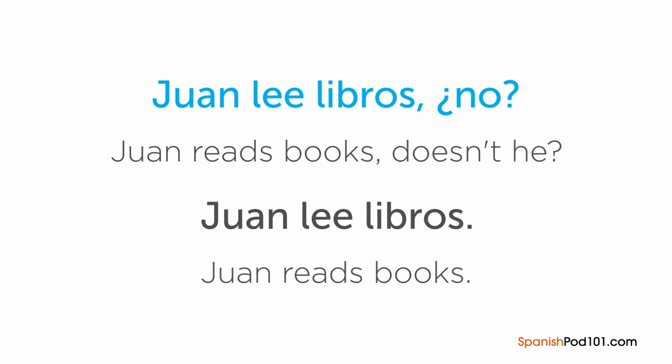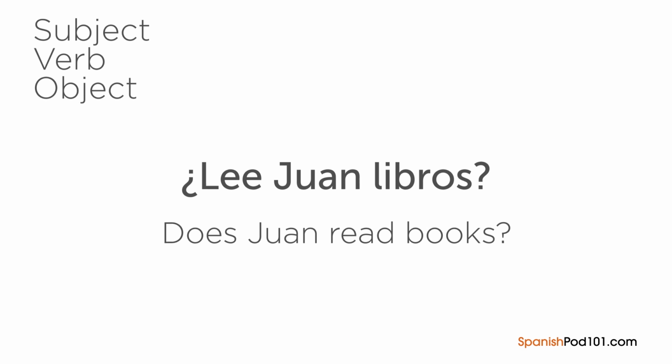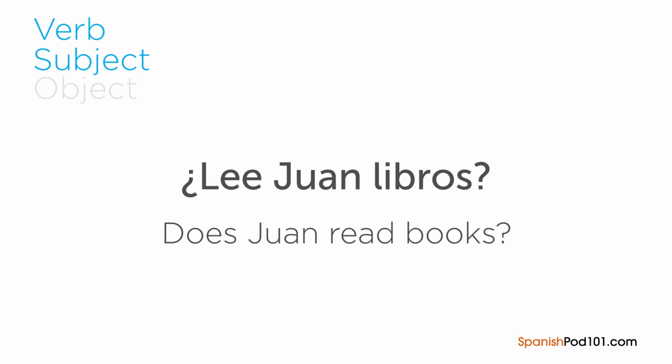Juan lee libros, no? Juan reads books, doesn't he? The final way to make a question in Spanish is to actually switch the verb and the subject. So statements in Spanish would normally be SVO, but to formulate a question, it'll be VSO. The verb and subject are switched. ¿Lee Juan libros? Meaning, does Juan read books?